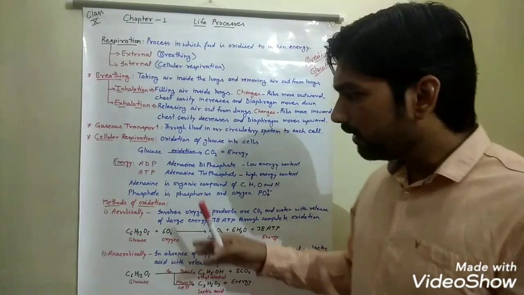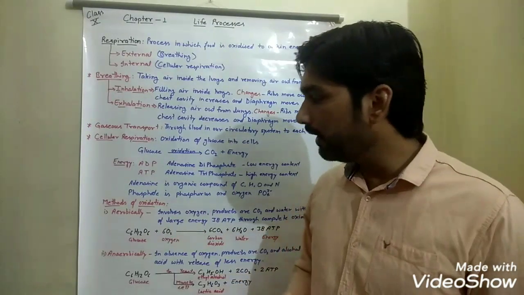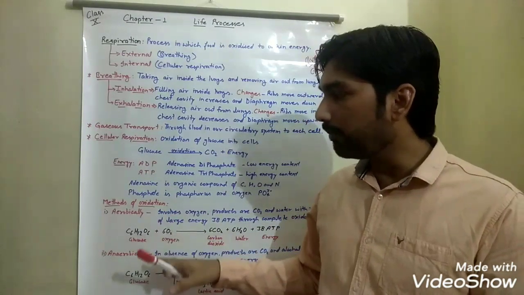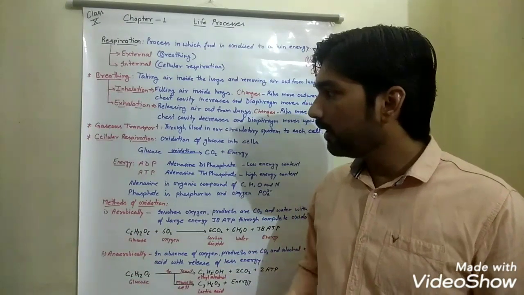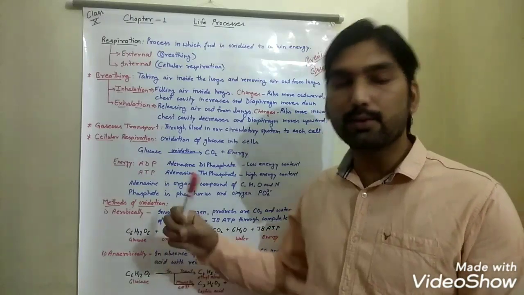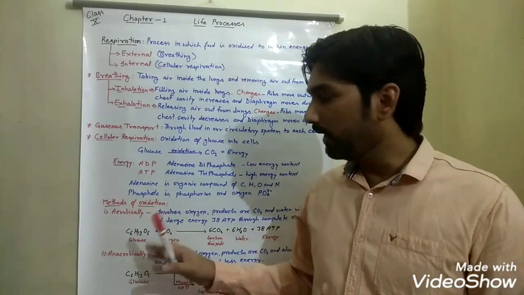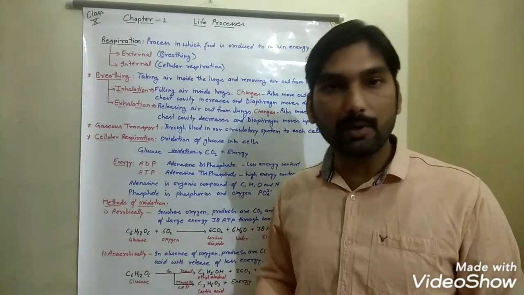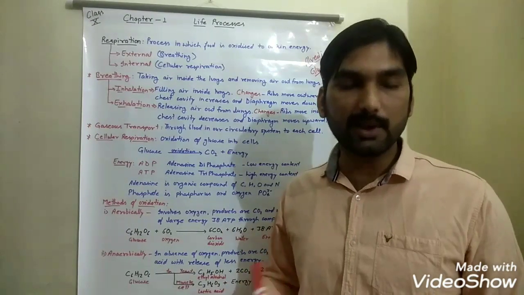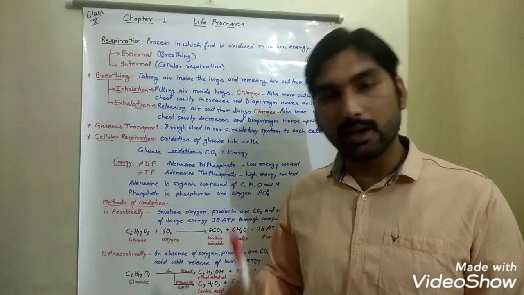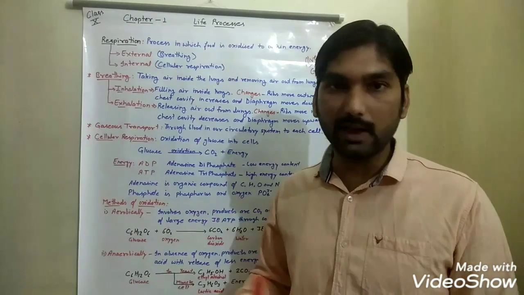So this was all. In the next segment we will see what is actually happening in aerobic and anaerobic respiration and how the energy is going to obtain. Means what are the two steps involved in the respiration process. So the two steps involved in respiration process are glycolysis and Krebs cycle.